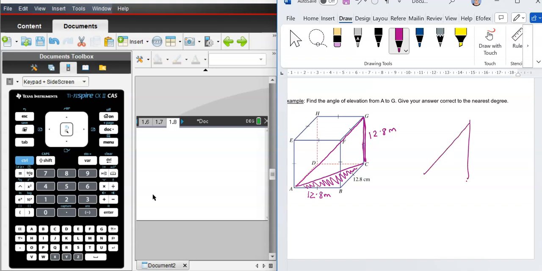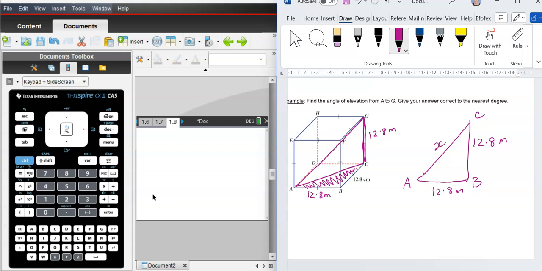So if I redraw the triangle, and I'll label it so you can see what I'm doing. I know from A to B is 12.8 metres. I know from B to C is also 12.8 metres. And A to C is an unknown length. If I can work out from A to C, that's actually the bottom length of the triangle that I want to work with.